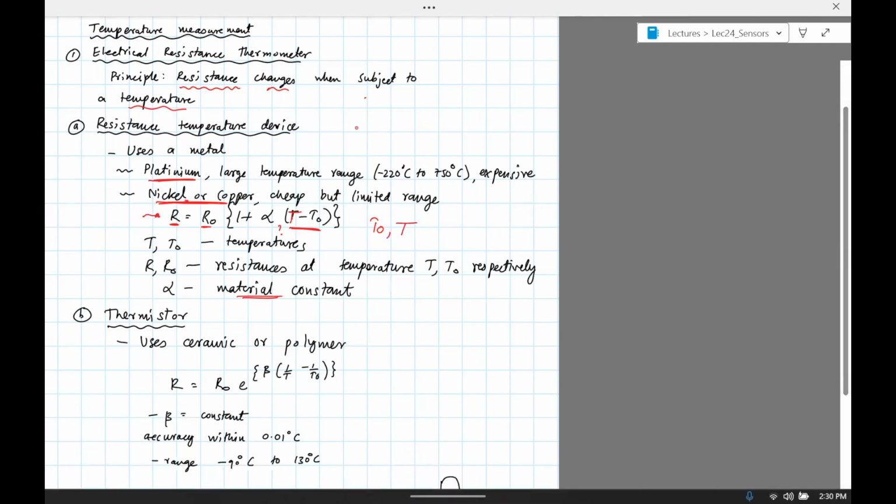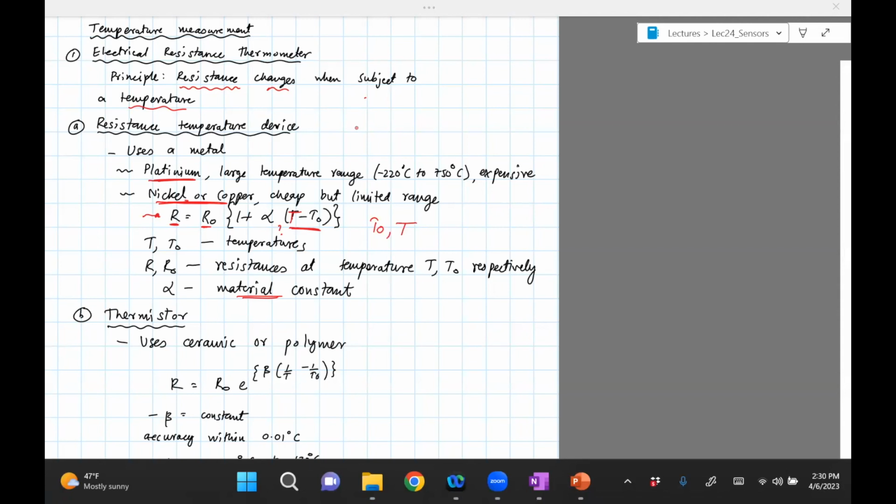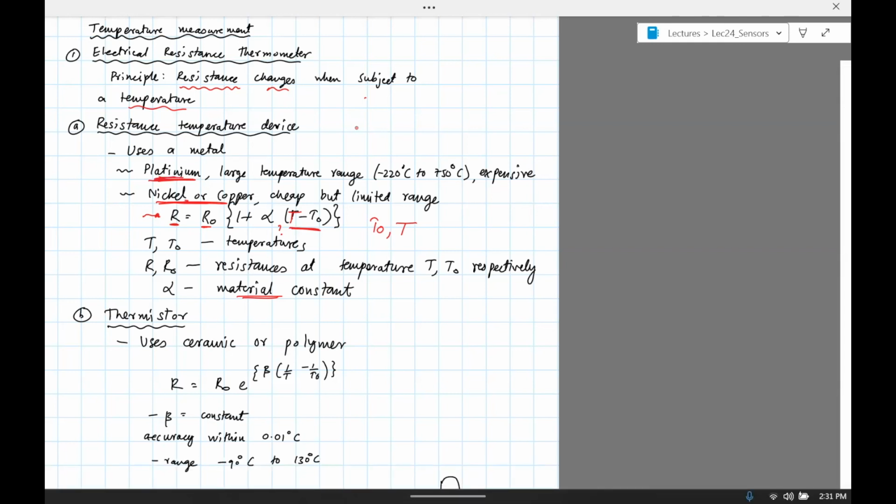The moment you increase the temperature, this T minus T0 will be non-zero, which means that R will not be R0, but some value greater than R0. So you can use the fact that resistance changes to measure the temperature. Here I have three options: platinum, which has a large temperature range but is expensive, or nickel or copper, which is cheap but has limited range.